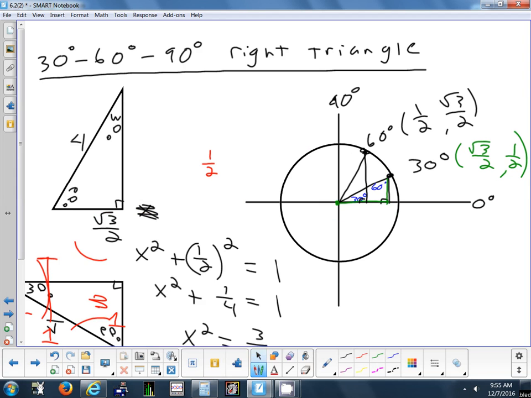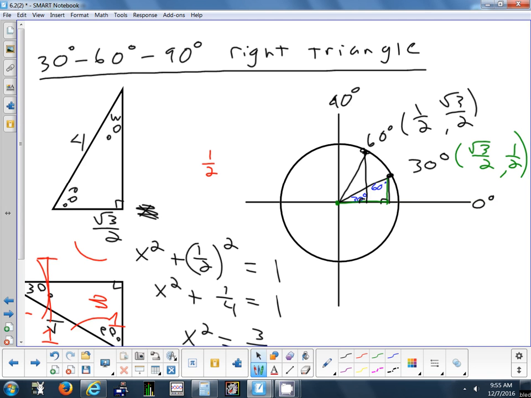If you wrote these as decimals, root 3 over 2 is about 0.86 or 0.87. 1/2 is 0.5. So always make the short side 1/2. Always make the long side root 3 over 2. Okay? And if you remember that, you'll always get the 1/2 and root 3 over 2 in the right spot.